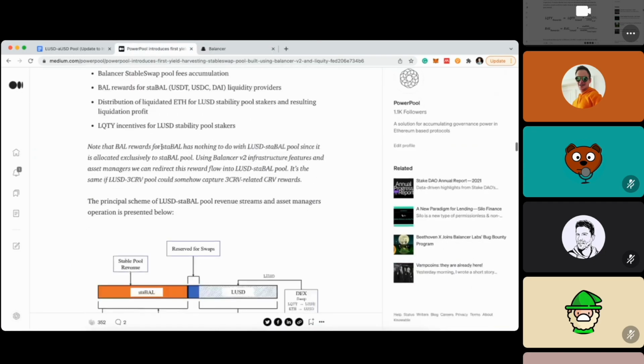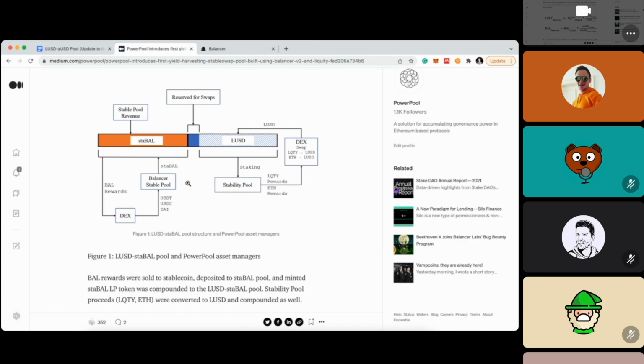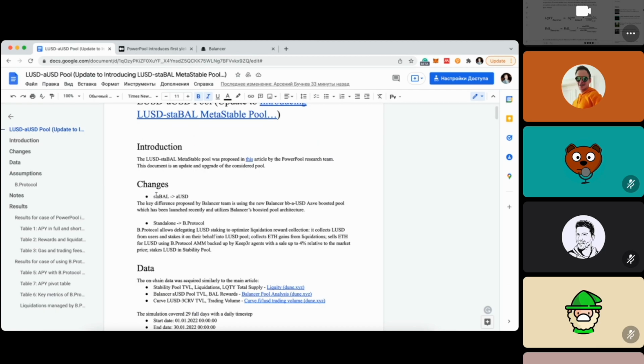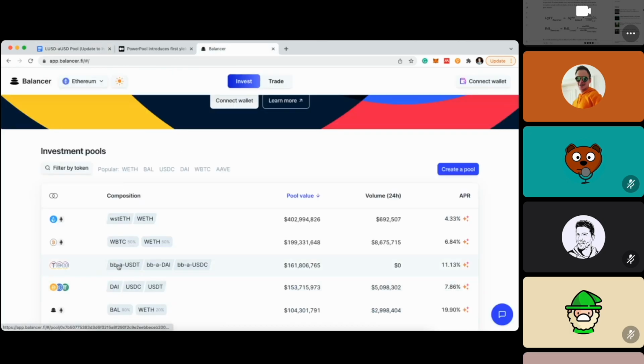So harvesting the BAL rewards, changing them to some stablecoin and adding to the BBAUSD part of the pool. So what we did, we updated the model. We first of all decided to change StableSwap to AUSD. For simplicity, we name it AUSD, but it is effectively BBAUSD, just to make the name shorter, because it appears a lot of times in this text.